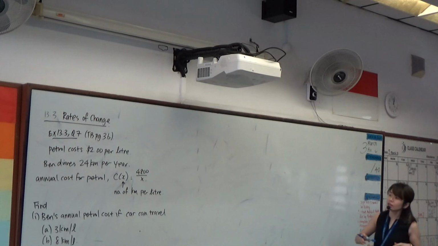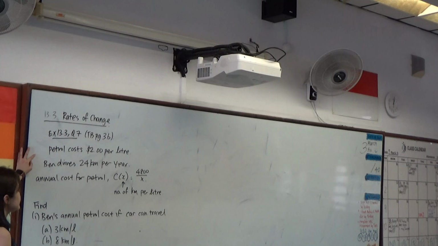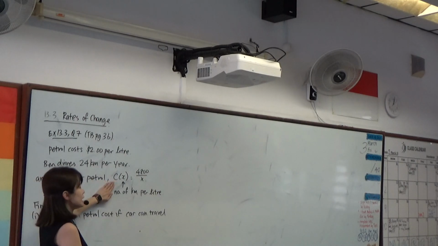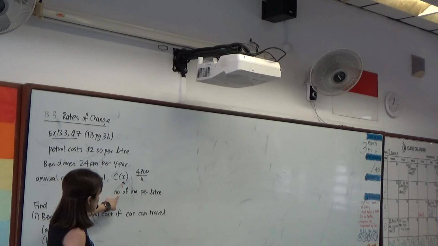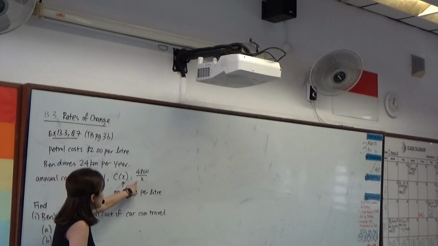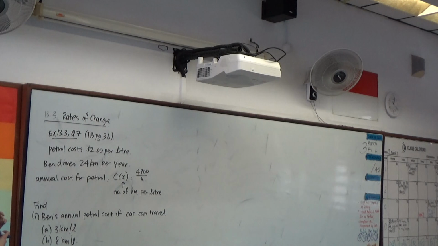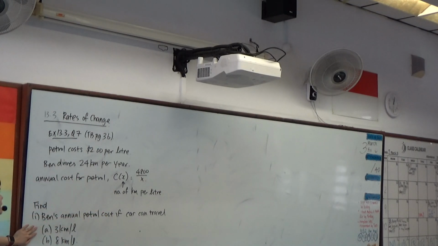Okay, question gave these main points. It says that the petrol costs $2 per liter, van drives 24 kilometers per year. Annual cost for the petrol can be calculated based on this formula, whereby the cost based on the number of kilometer per liter is equals to 4,800 over x. Okay? So part I wants us to find the annual petrol cost, which is C, if the car can travel at 3 kilometers per liter.